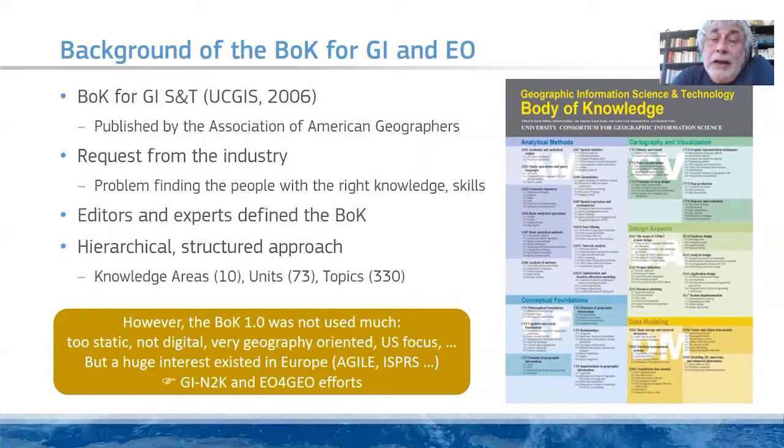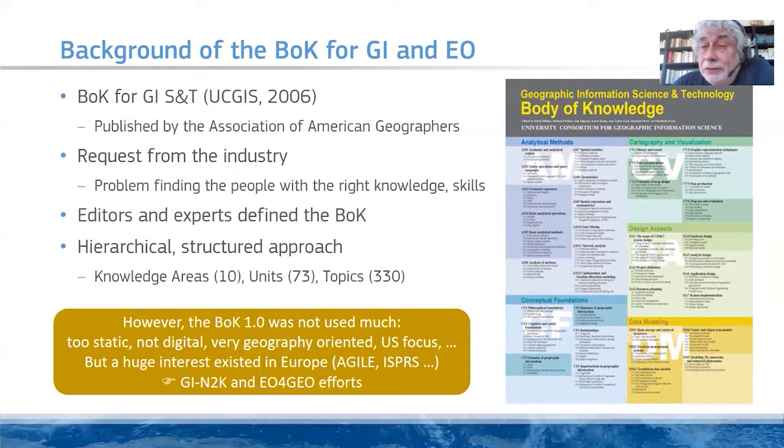So it was defined by a group of editors and experts who together covered different knowledge areas, different domains, subdomains, and who defined together the BoK. So it was quite hierarchical. It was structured, starting from 10 knowledge areas, and then splitting it into units and around 330 topics at the lowest level.